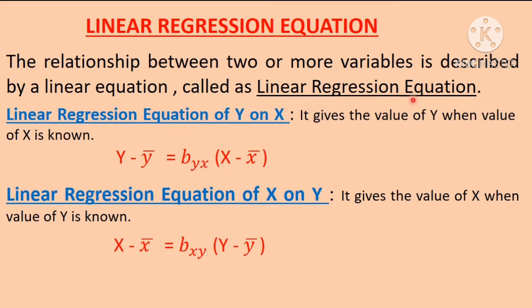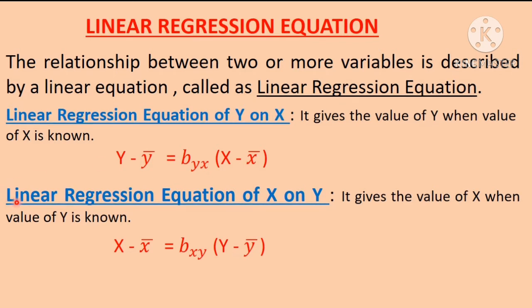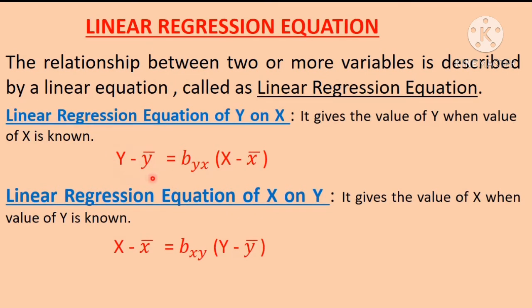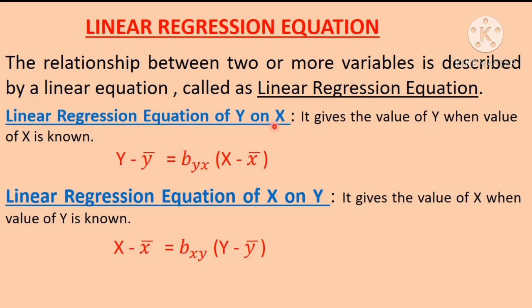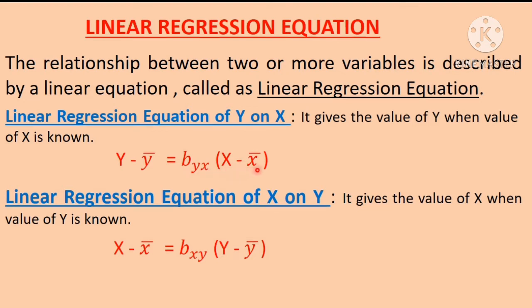Now there are two types of linear regression equations. First one is linear regression equation of y on x, and the second one is linear regression equation of x on y. Now when we have to find the value of y and the value of x is given, then we use this equation of y on x, and is given by y minus y bar is equal to byx into x minus x bar, where this byx is called as the coefficient of regression.